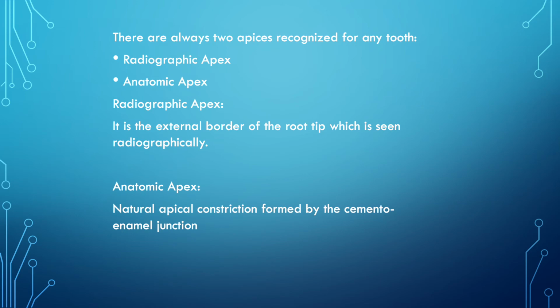There are always two apexes recognized for any tooth, that is the radiographic apex and the anatomical apex. The radiographic apex is the external border of the root tip which is seen radiographically, and the anatomic apex is the natural apical constriction formed by the cemento-enamel junction.